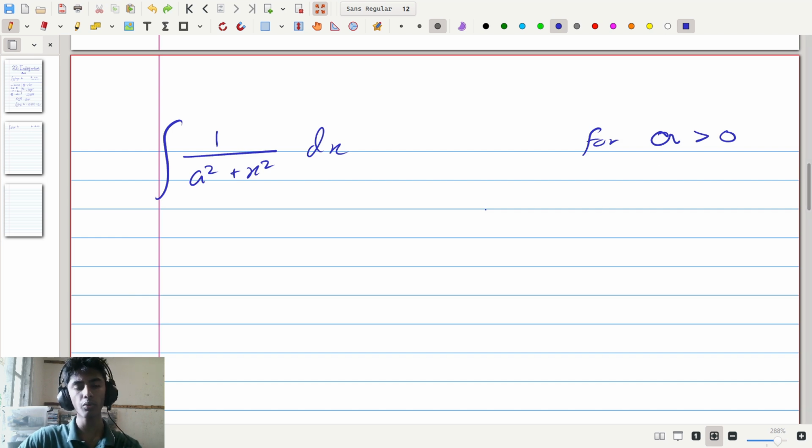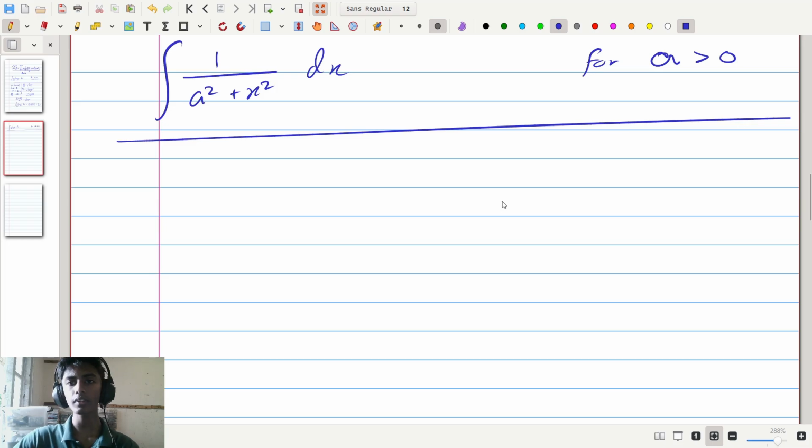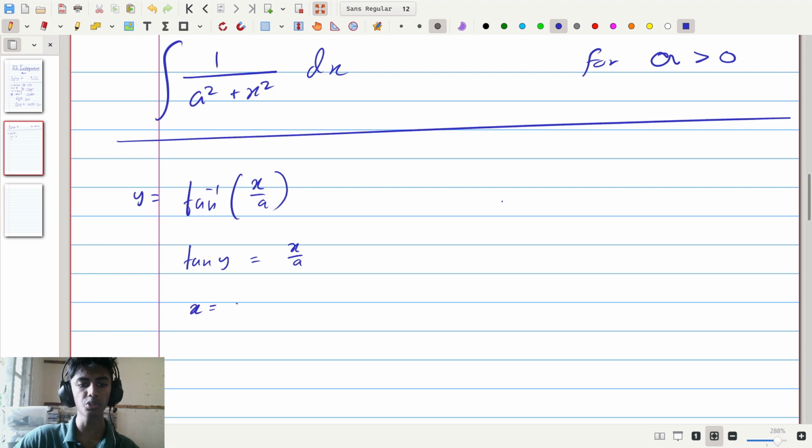For this, what we're going to do is once again take the answer and rearrange it backwards by taking its derivative and try to find that the derivative of our answer is equal to 1 divided by a squared plus x squared. In order to do this, let's start with the tan inverse of x divided by a. Let's consider y is equal to the tan inverse of x divided by a. Taking the tangent of both sides, we can see that the tangent of y would then be equal to x divided by a, i.e. taking x as the subject, x would be equal to a times the tangent of y.